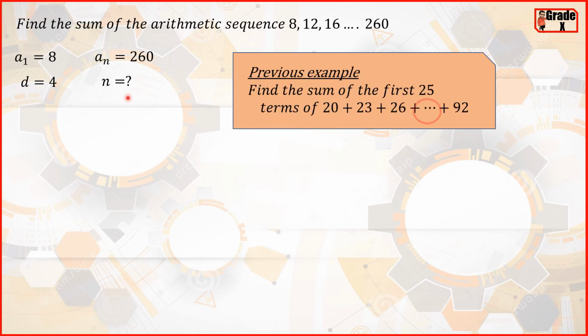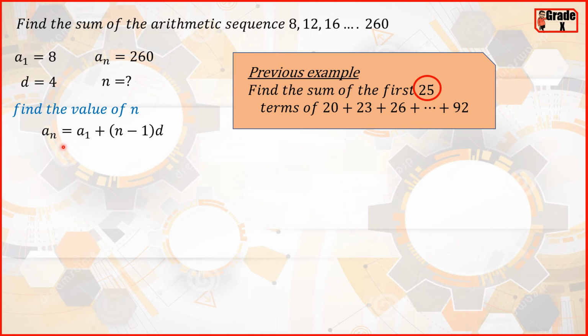N is unknown. Unlike sa ating previous example na yung n is given, kasi sabi sa ating previous example, find the sum of the first 25 terms. So, identified na natin kung ilang terms yung ating sequence. Pero dito sa ating example, hindi natin ma-identify kung ilang terms meron. So, ang gagawin natin ay alamin muna natin kung ilang number of terms meron dito sa ating arithmetic sequence. So, dito, hahanapin natin ang value ng n using the formula of arithmetic sequence.